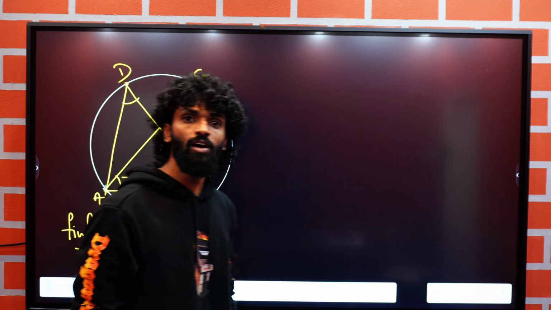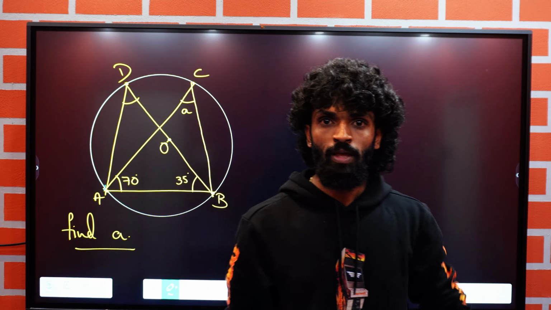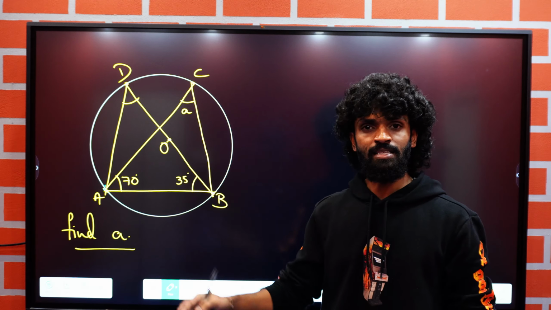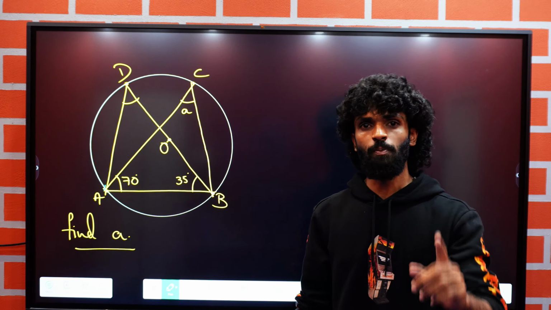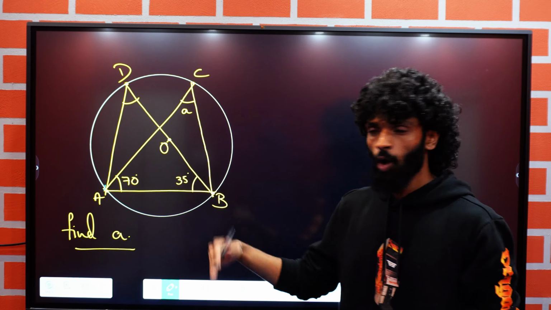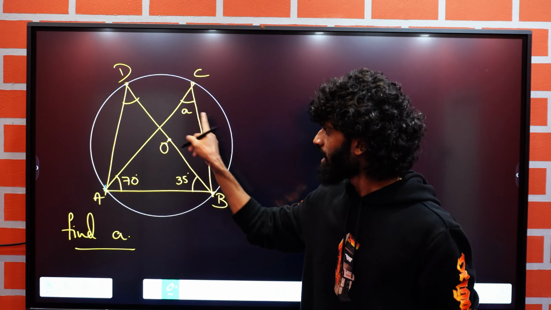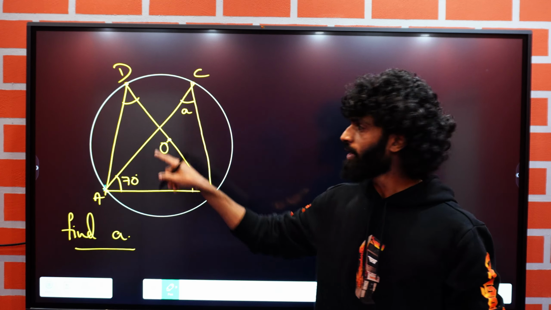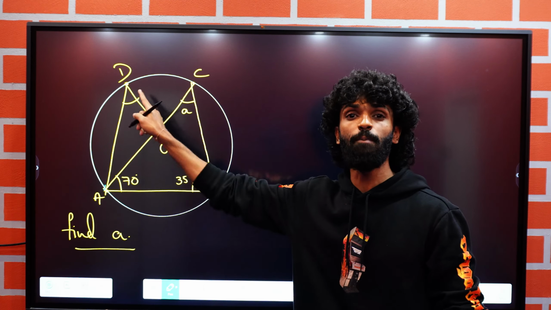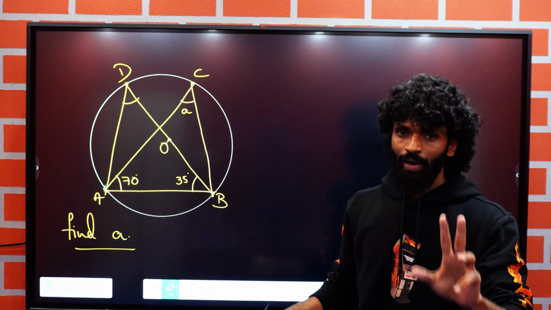How do I know this? Theorem number 2 in the part number 1 video, which said what? Angles in the same segment are equal. I have a small problem here. The problem is, how do I find this angle? I realize that A equals ADC. How do I find this ADB angle? My bad. Now, very simple.